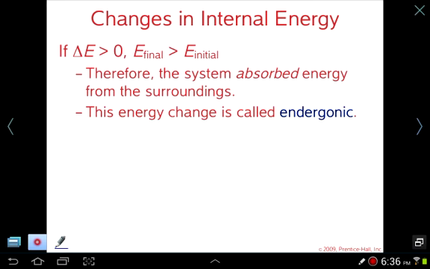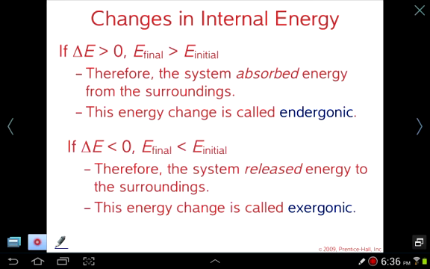So what we'll say is if the final amount of energy is greater than the initial, that means energy was put into the system. The system absorbed energy because its final energy is more than what it had to begin with. And we designate this a few ways. We can say delta E is greater than 0. The change in energy is greater than 0, so our change in energy is positive. In other words, we absorbed energy. And the technical term for this is endergonic.